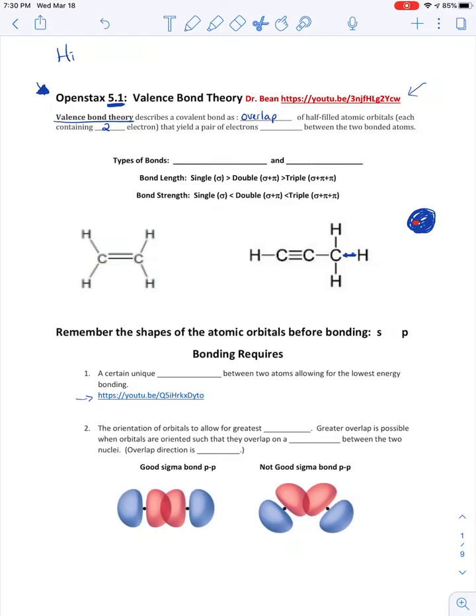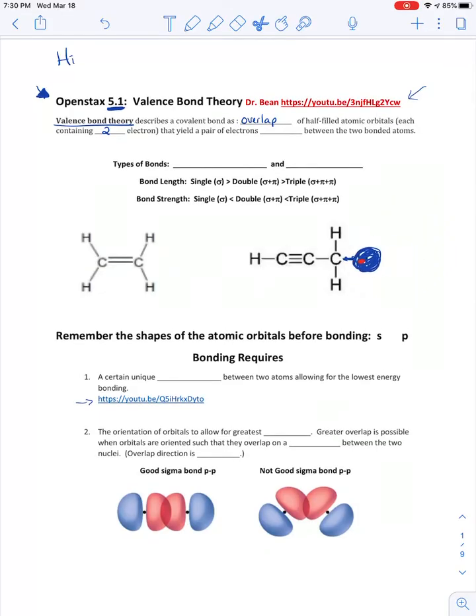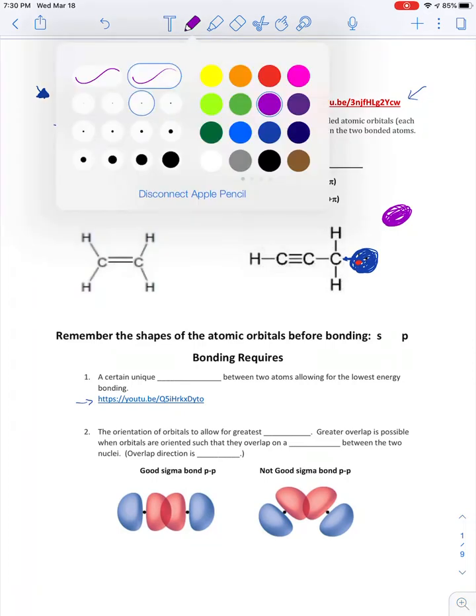Well, if you've got an electron in one space, like on the hydrogen right here, see, there's hydrogen's electron. And then if you have another electron in some other 3D space, we're just going to make it like here.